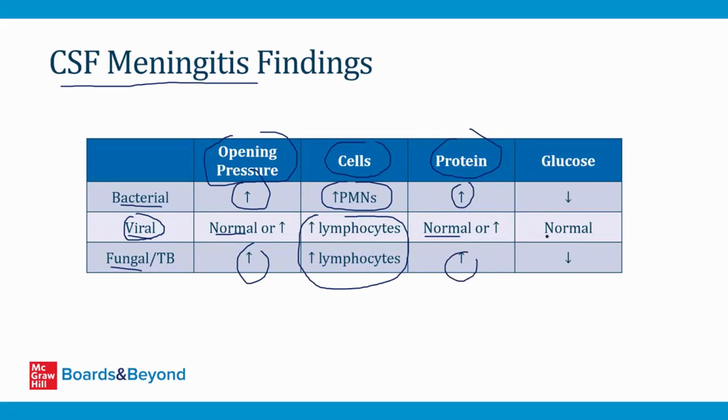And then the glucose level is usually normal in viral meningitis because viruses don't consume glucose. But in any other form of meningitis, the pathogens consume glucose and the glucose level gets low in the CSF. So bacterial meningitis almost always has a low glucose in the CSF. Same is usually true of fungal and TB meningitis. So this table on the slide here is super high yield for board exams and also real life. Make sure you understand the different cells, protein, glucose, and opening pressure findings in the 3 different forms of meningitis.